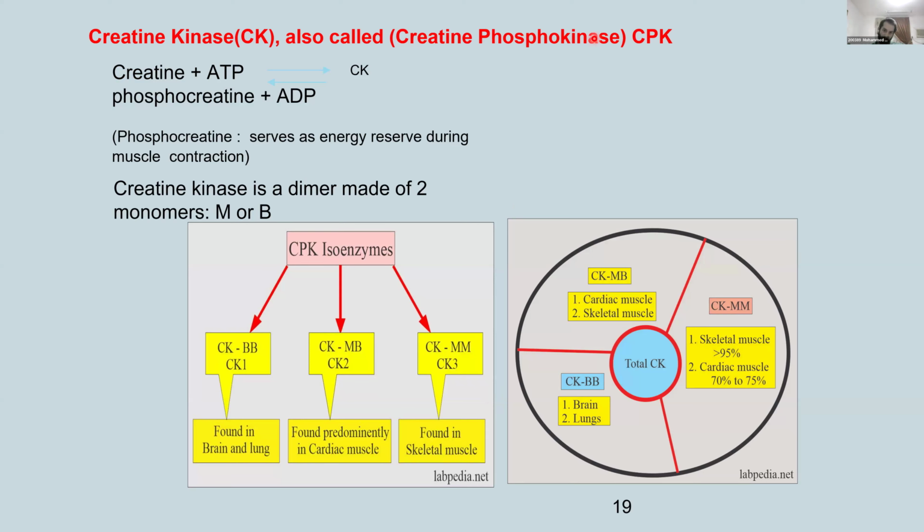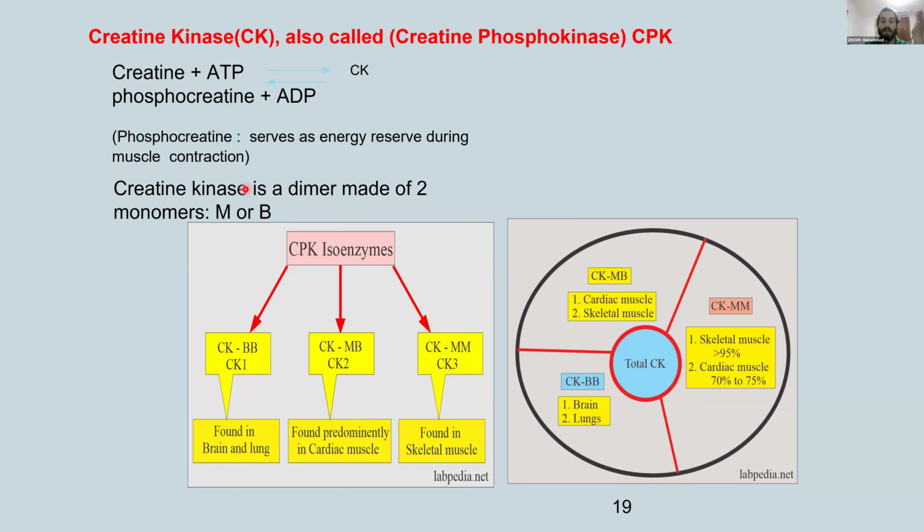This is the example of isoenzyme I gave, creatine kinase, also called creatine phosphokinase. This is the reaction that it does. It takes a phosphate group from the ATP and adds it onto the creatine to give us phosphocreatine. Phosphocreatine is just, think of it as an energy reserve in the muscle. So you have a good supply of energy, phosphocreatine, and it's a quick supply of energy. This is the reaction.